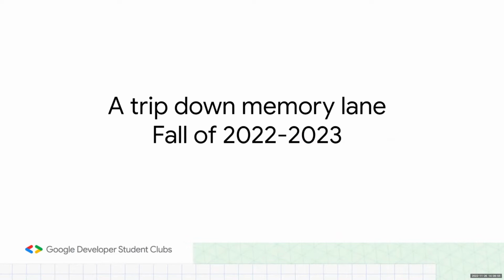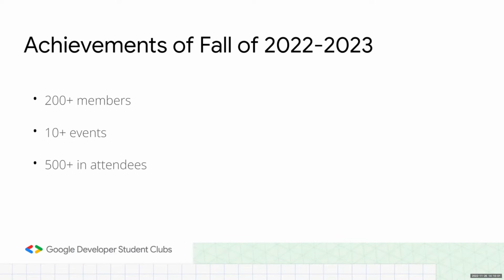Okay, so I'm just going to talk about some of the stuff we did this fall semester. We were actually established last year. We achieved over 200 members, alhamdulillah, this fall semester. We've done 10 plus events this semester only, alhamdulillah, with 500 plus attendees.